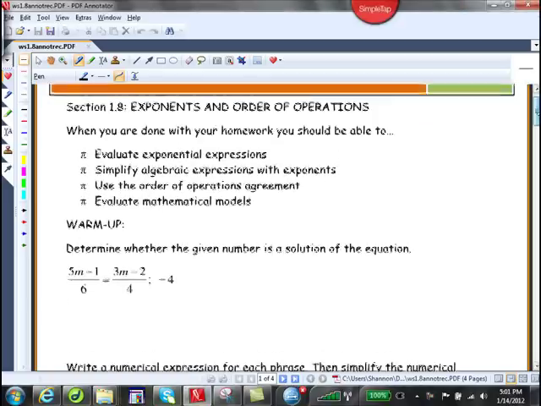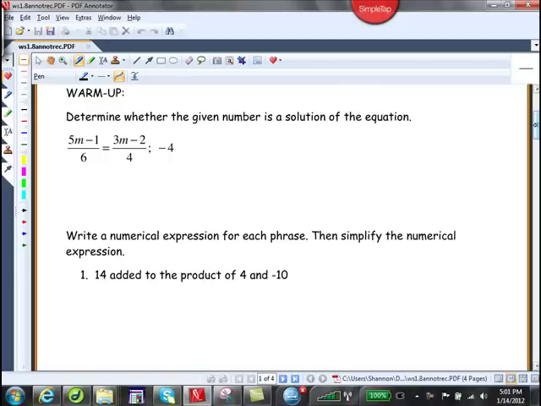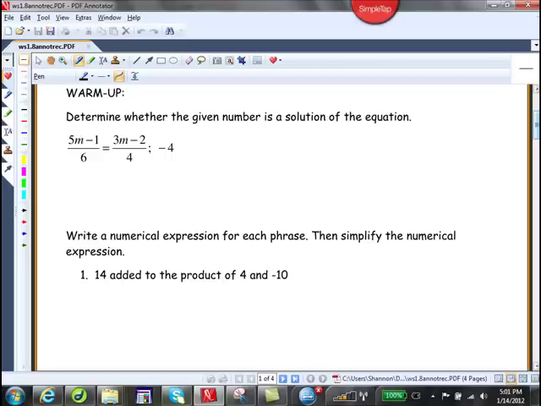So let's go ahead and start with our warm-up. Let's see if this number is a solution of the equation. You've got two ways to go about this. You could either actually solve the equation and see if you get -4 for your variable m, or you could simply plug in a -4 wherever you see an m, and then see if the left side of the equation yields the same constant as the right side of the equation.